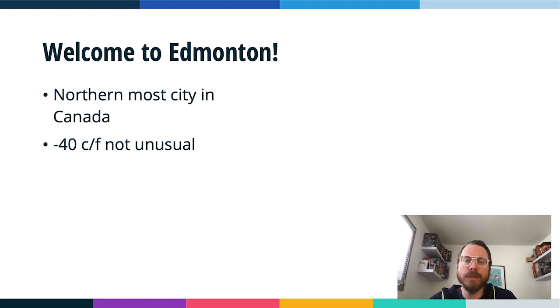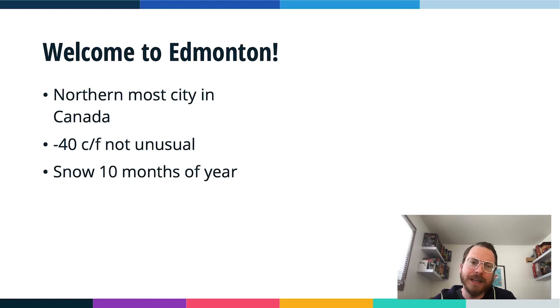Additionally, it's possible for us to get snow 10 months out of the year. That's a big chunk of the year. Now, the majority of that time, especially as you get on either side of summer proper, it's flurries, but it is possible to snow. So that gives you a little idea of how cool it can get.